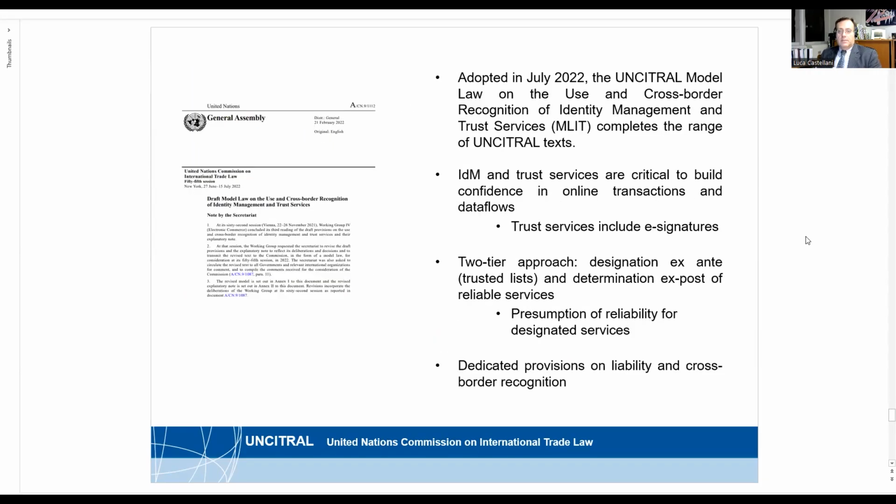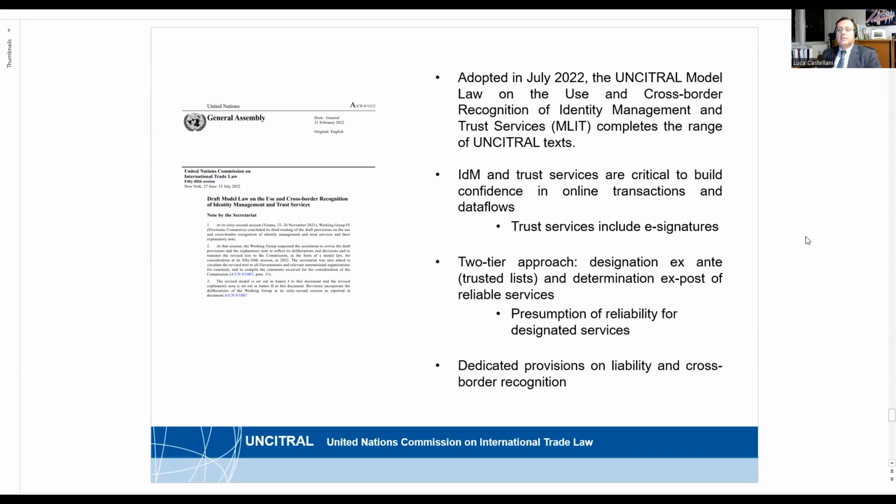And last but not least, in July 2022, the Commission adopted the model law on the use and cross-border recognition of identity management and trust services, which are fundamental to build trust in online transactions and in data flows. Of course, identity management is about physical and legal persons. Trust services is about assuring the quality of data.